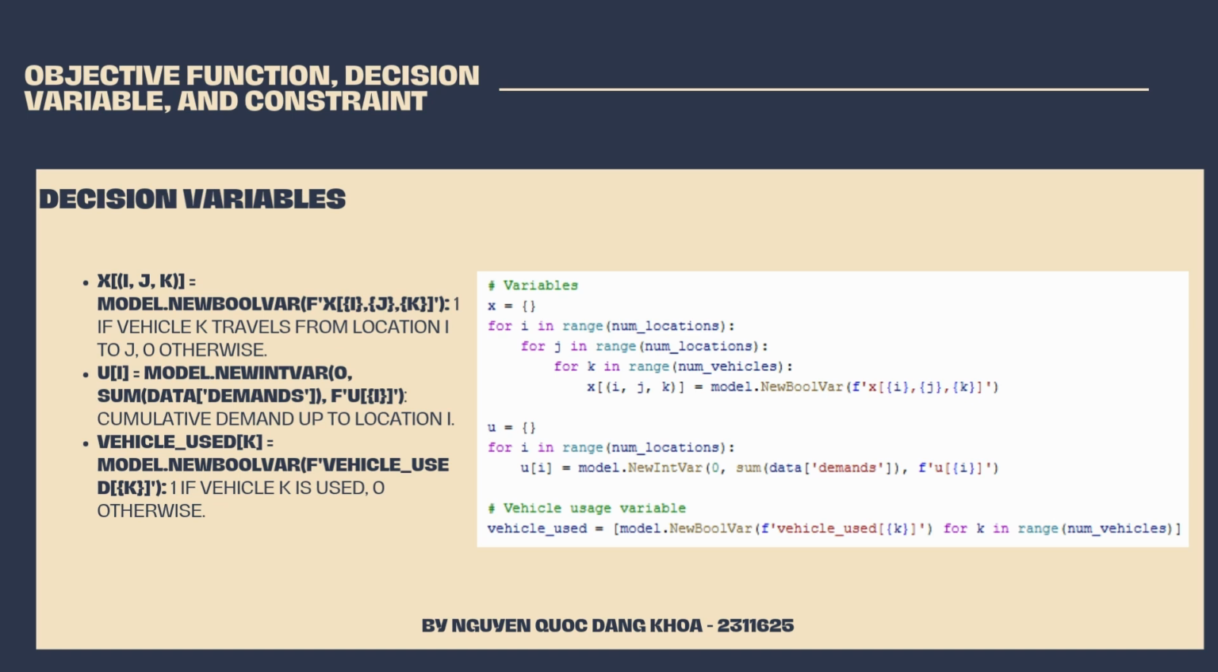So we have two binary variables, which are x and vehicle use k. With x, if the vehicle travels from a location i to j, the result of x will be 1, otherwise it will be 0. Same with vehicle use. If the vehicle is used, the result will be 1, and otherwise 0. We have one more accumulate variable, u, which tracks the total demand on the vehicle after visiting a location. For example, if u equals 5, it means the vehicle carries 5 units of demand after that location.